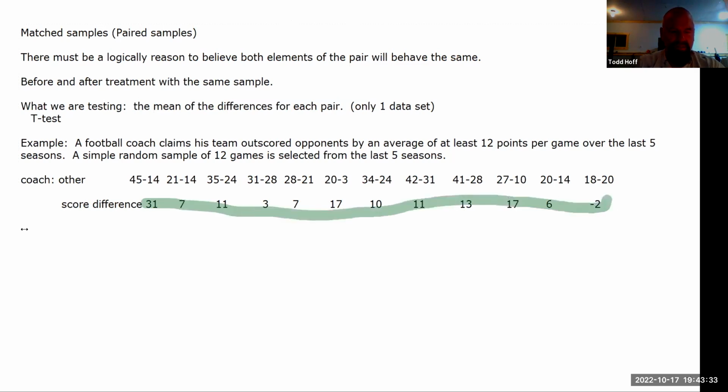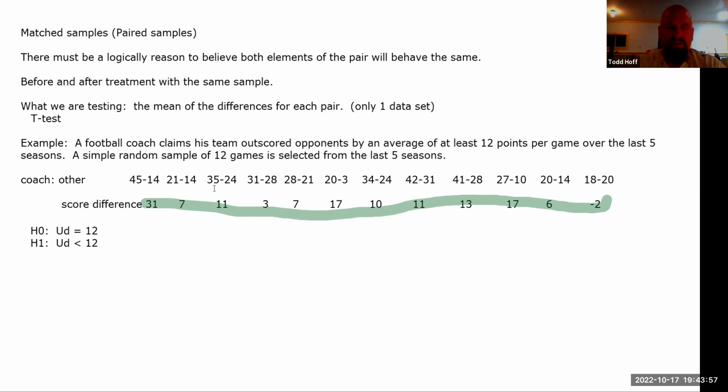So our null hypothesis is going to be the mean difference. Mu d is at least 12. Now we're just going to put equals 12 here because that's how we word our null hypothesis, always equals to. The alternative, though, is that the mean difference will be the opposite, less than 12. And now we can go ahead and perform our test.